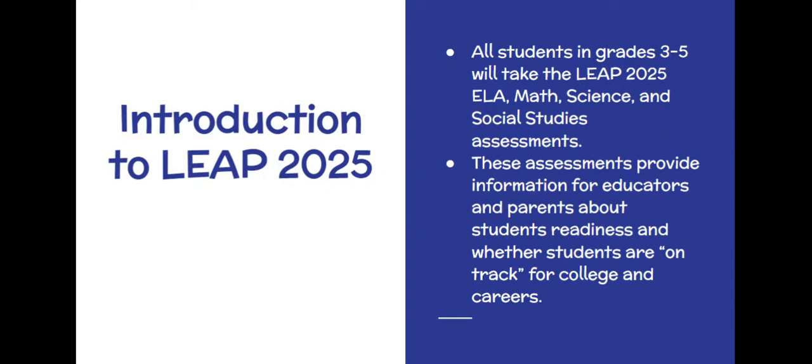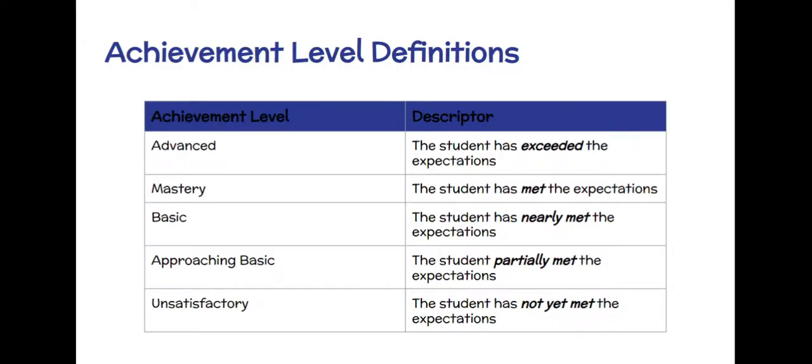All students in grades 3 through 5 will take the LEAP 2025 ELA, Math, Science, and Social Studies assessments. These assessments provide information for educators and parents about students' readiness and whether students are on track for college and their future careers. These are the achievement level definitions.